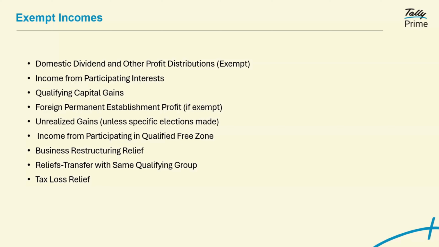Similarly, there are a lot of other incomes like participating interest. Whenever you loan out to other businesses and you generate interest from it, it's completely exempt. Income from qualified free zones. And business restructuring relief. So all of these incomes are exempt for corporate tax.